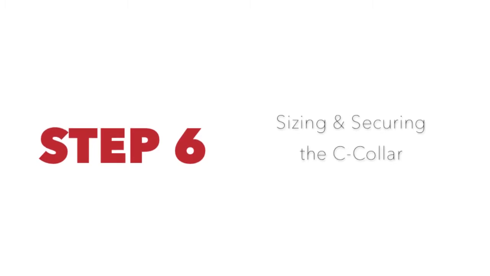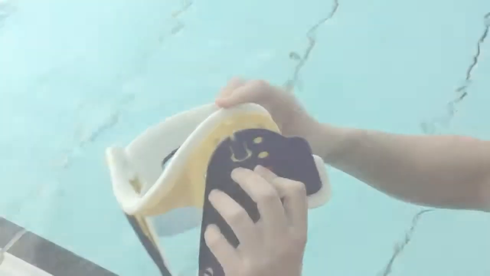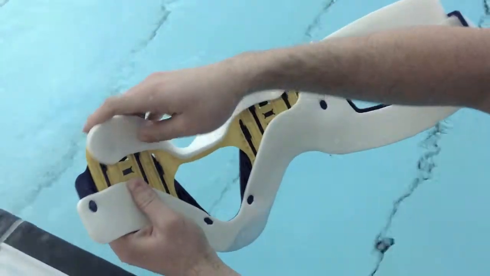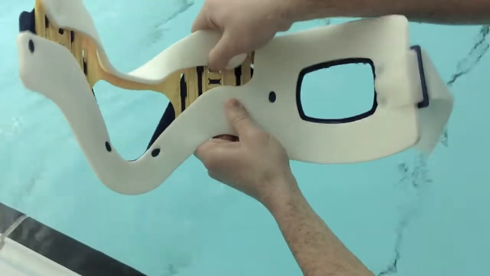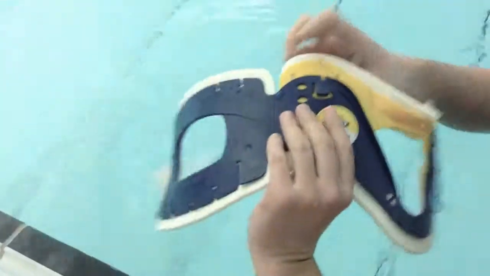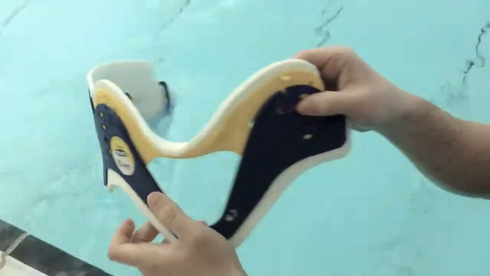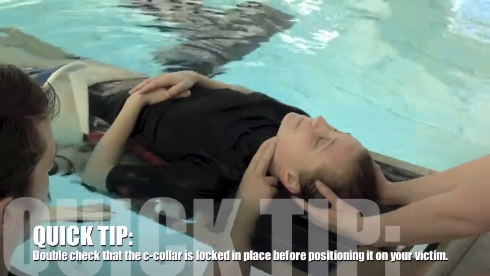Step 6. Sizing and securing the C-collar. To adjust the C-collar, pop out the locks on either side. You can do this by flipping over the C-collar and pressing on the locks firmly. Change the height to fit the length of the victim's neck, and be sure to pop the locks back into place before positioning the C-collar on your victim. You will hear a snap.